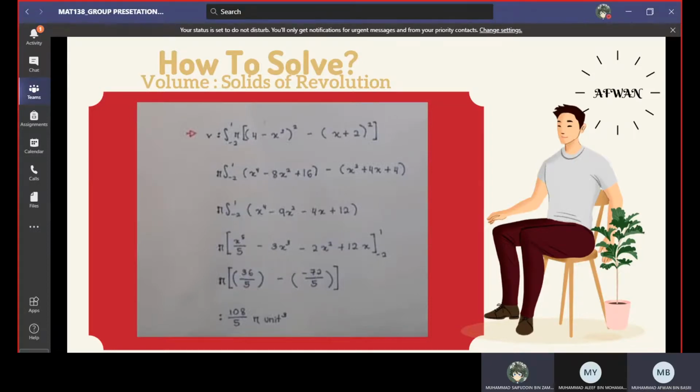We replace with 1 and -2, and the answer we will get is 36 over 5 minus -72 over 5. As we know, negative with negative gives positive. So 36 over 5 plus 72 over 5 gives 108 over 5. Then the unit is pi unit cube.